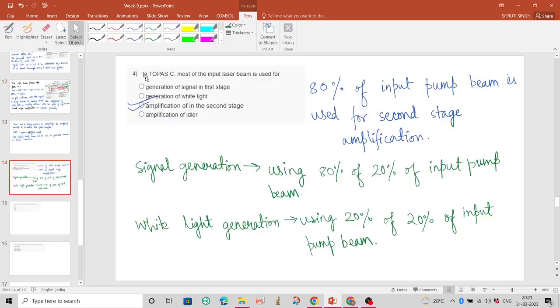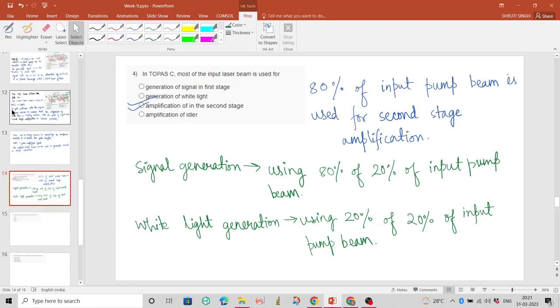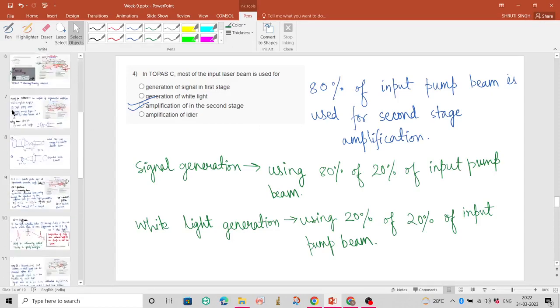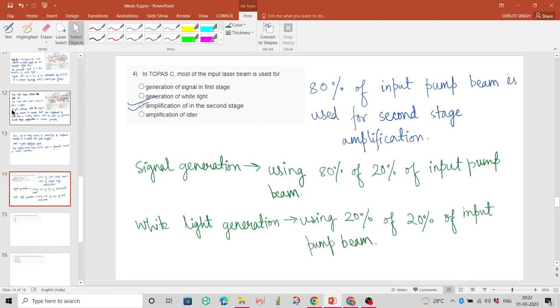So I hope the question and the instrumentation of the TOPAS is clear now. Most of the input laser beam is used for amplification in the second stage and not elsewhere. So we spent so much time in discussion of the instrumentation. Let's see the next question.